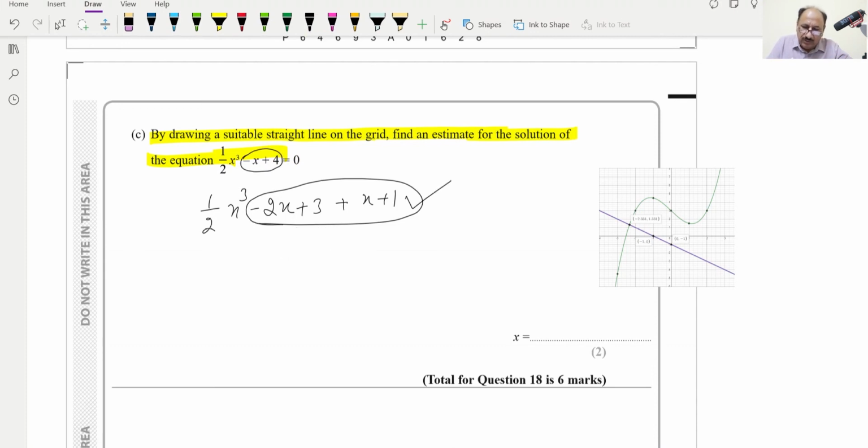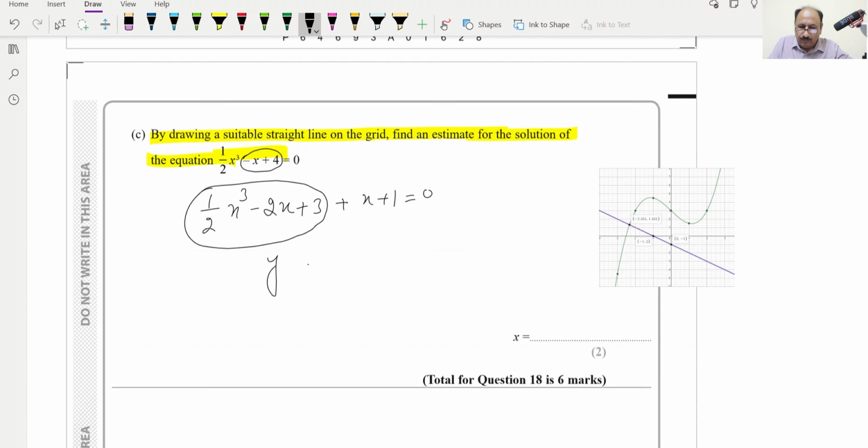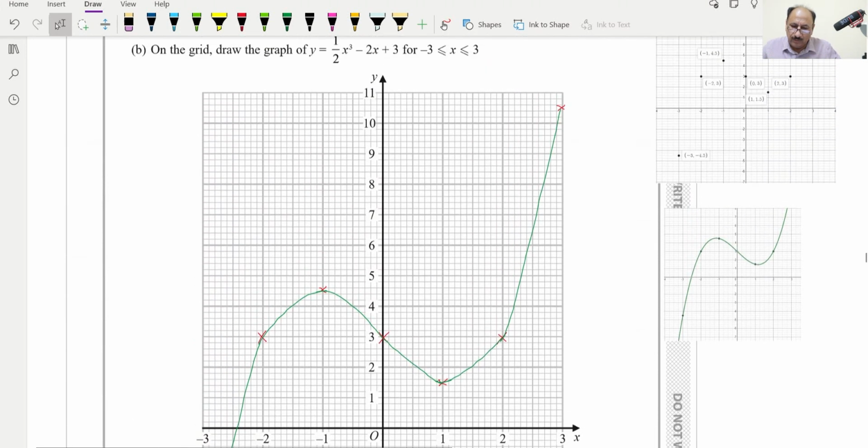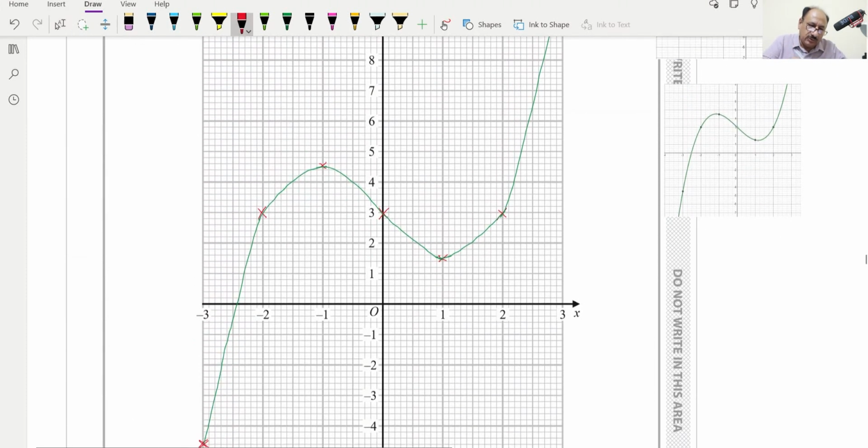So this will be our equation, and we can write it equal to 0, and this part is basically y, so we will write this as y plus x plus 1 is equal to 0, and this implies y is equal to minus x minus 1, and we will draw this line. By drawing a suitable straight line on the grid, find an estimate for the solution of this equation. Now we have to draw this line also. So y is equal to minus x minus 1.